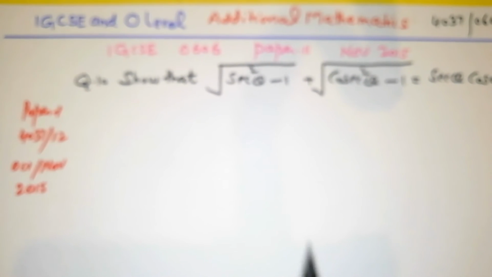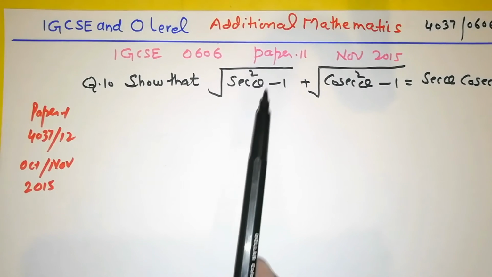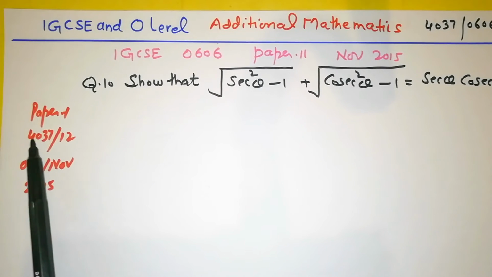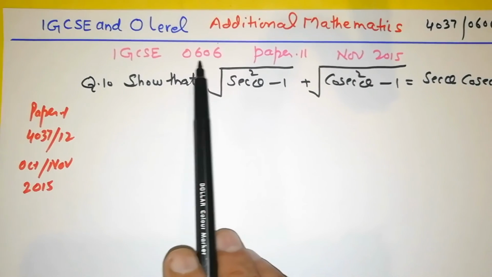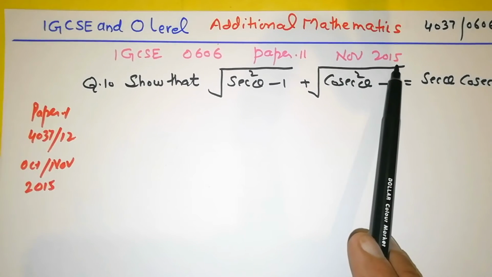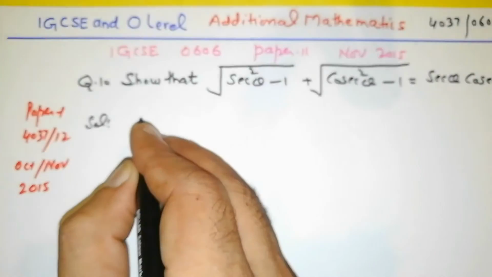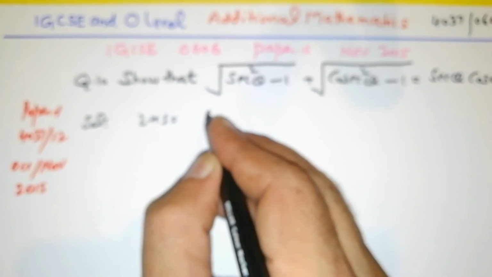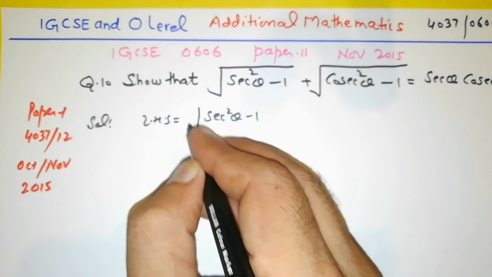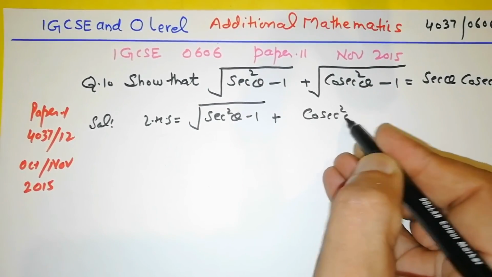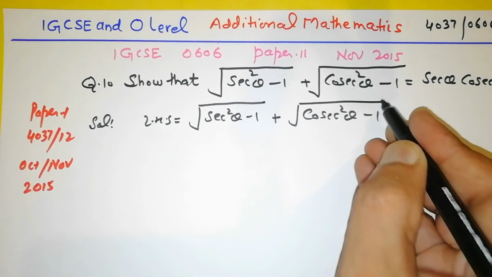This is a question, students, see here, this question is in your two exam papers. One is 403712 October November 2015 and IGCSE 0606 paper 11 November 2015. This is the question. So to solve it, we consider its left hand side, that is square root of secant square theta minus 1, plus square root of cosecant square theta minus 1.